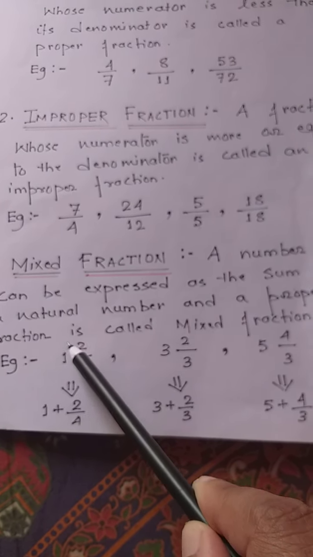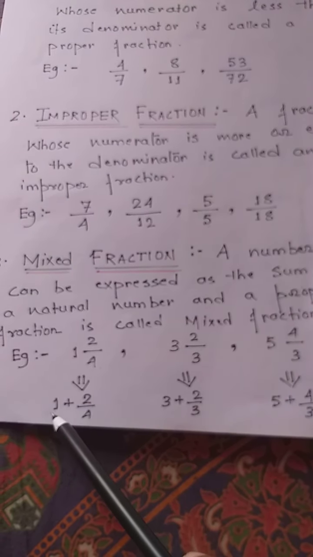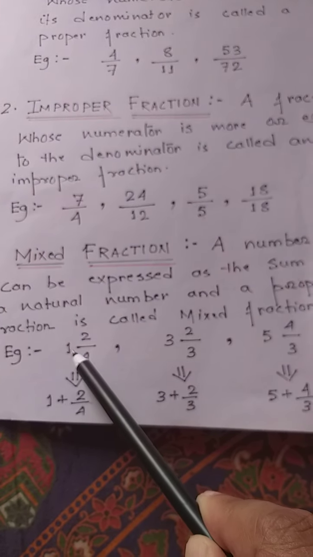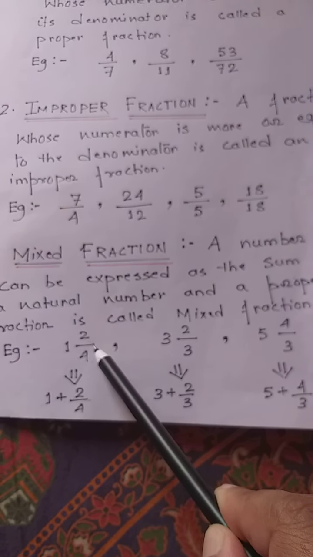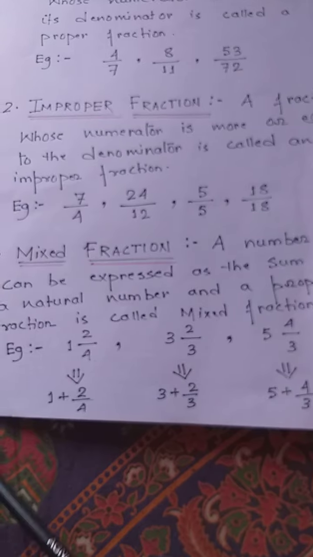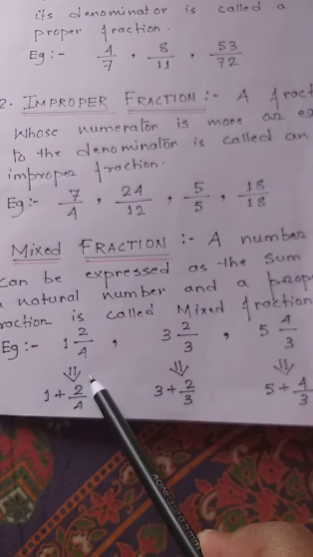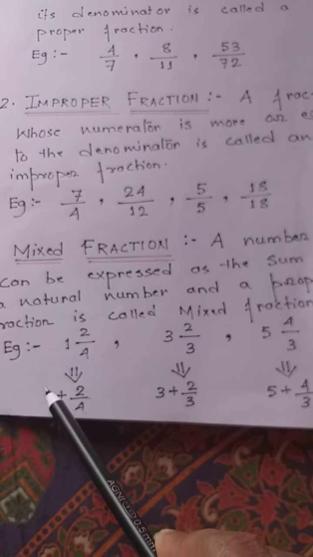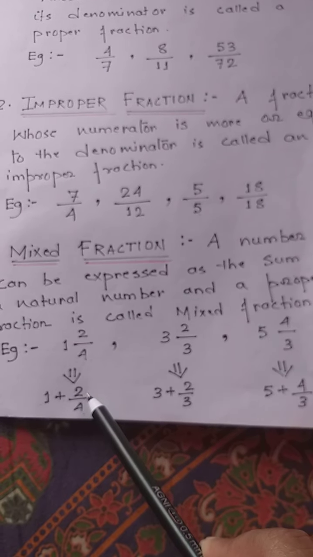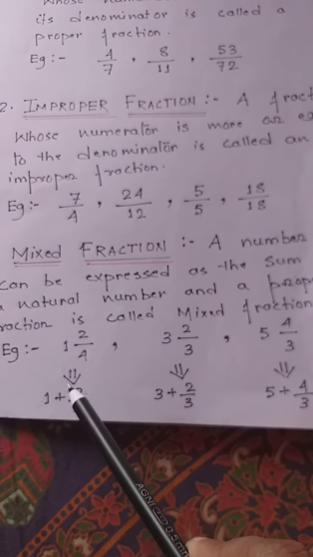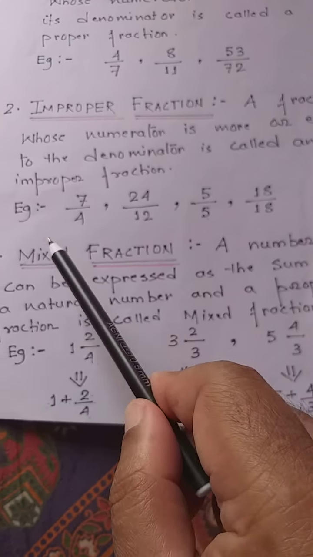Fine. So this could be written in this format also. That is 1 plus 2 by 4. This is a mixed fraction form, and a mixed fraction can be split up in this particular form also: 1 plus 2 by 4. So 1 is a natural number and 2 by 4 is a proper fraction. So the sum of a natural number and a proper fraction is called a mixed fraction.